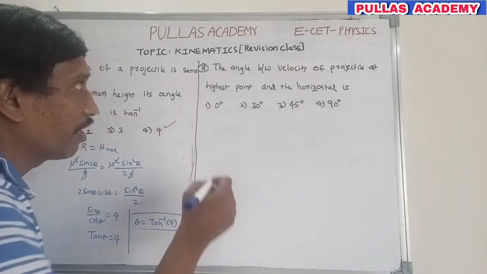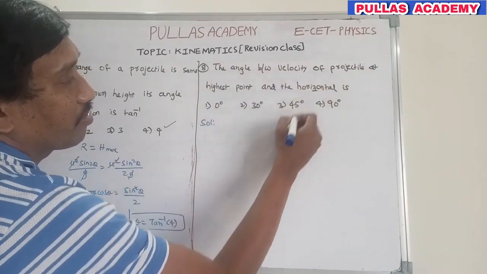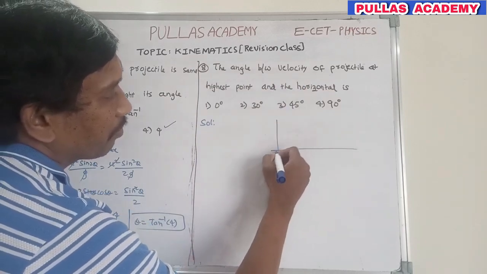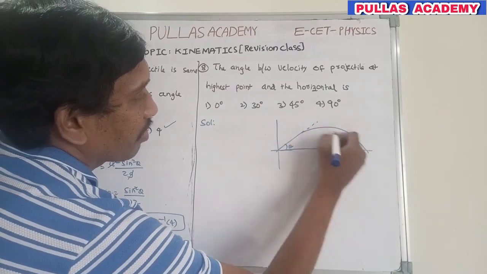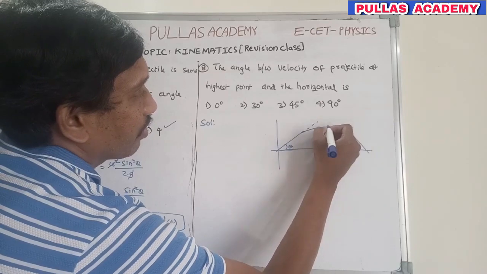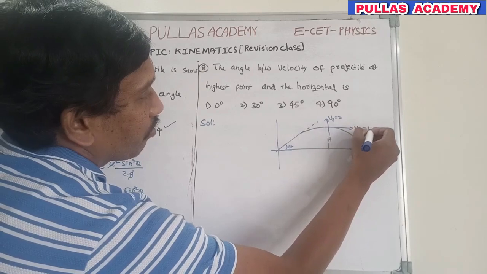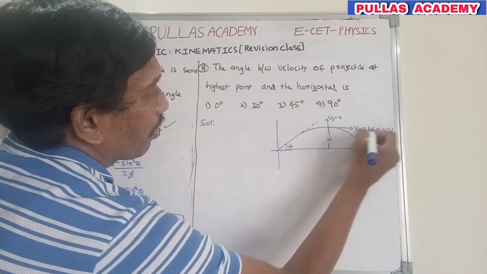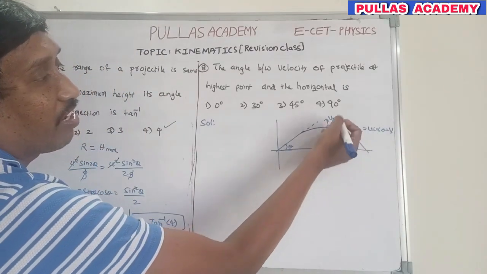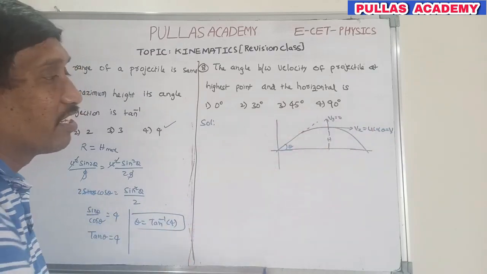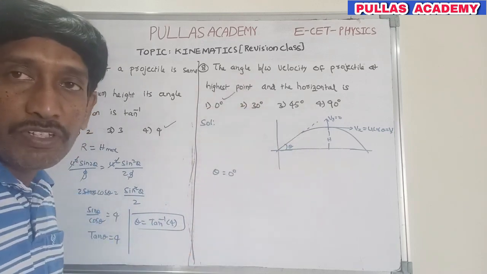Next question. The angle between the velocity of a projectile at the highest point and the horizontal. So here, at the highest point, the projectile is like this. This is considered the highest point. Here the vertical component of velocity is 0. This is Vx, which is equal to u cos theta. That is along the horizontal direction. So the total velocity is along the horizontal direction, which means they are parallel. That means theta is equal to 0 from the diagram. That is correct. The first option is the correct answer.